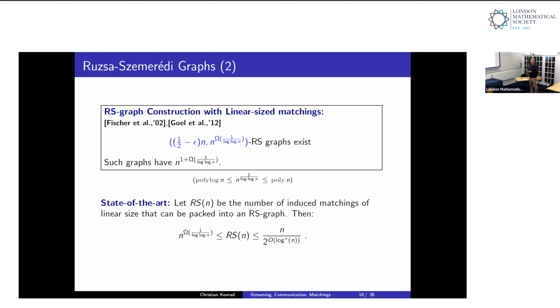Good. Now, for us, this density of Ruzsa-Szemerédi graphs will be important. So we might ask the question: if we want these matchings to be of linear size, how many can we pack into a Ruzsa-Szemerédi graph? I mentioned this is the best construction we have with n^(1/log log n) matchings, but the best lower bound known of how far we can push this is only n^(log* n). So there's a massive gap between these upper and lower bounds.